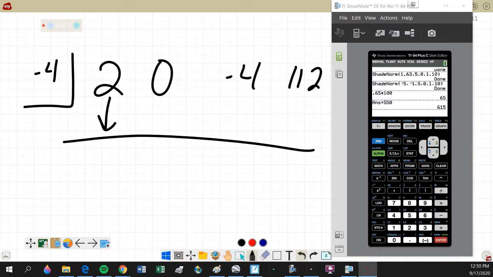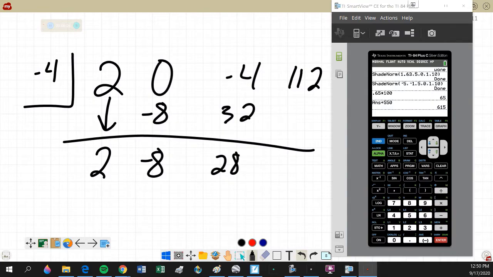So we drop the 2. -4 times 2 is -8. -4 times -8 is 32. That's 28. And then -4 times 28, what do you know, is -112.